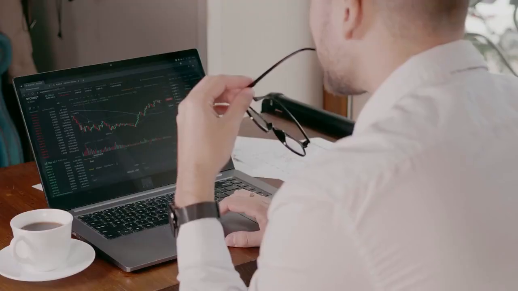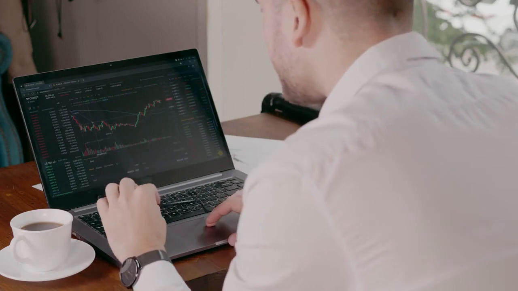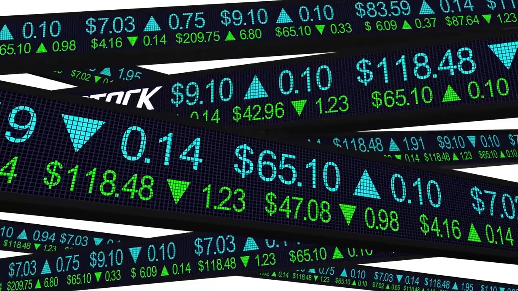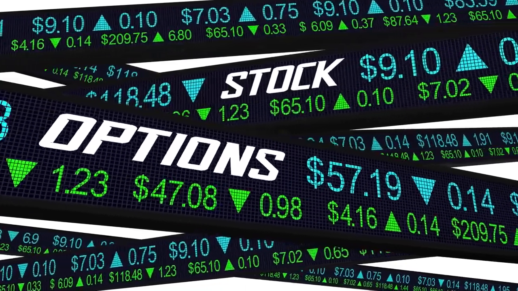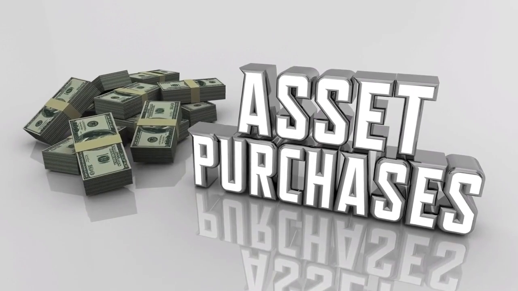Components of calendar options. 1. Long position. The trader buys an option with a longer expiration date. 2. Short position. The trader sells an option with a shorter expiration date. 3. Strike price. Both options have the same strike price. 4. Underlying asset. Both options are on the same underlying asset.